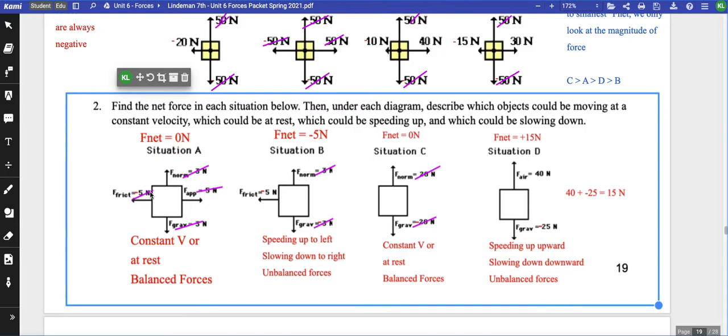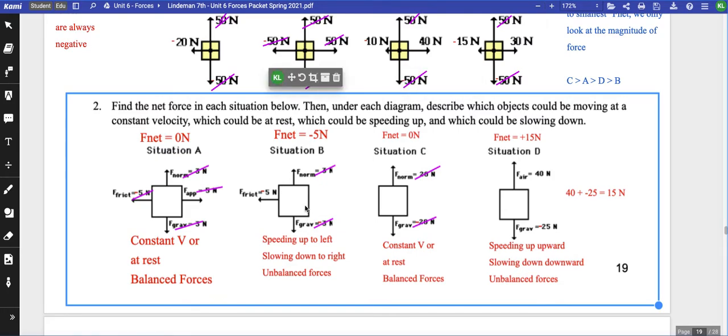So like right now, I'm sitting in a chair. My velocity is constant. It's zero, but it's the same. Like I'm just sitting here, right? So that's the same situation for situation A and for situation C. Okay? For situation B and D, it's different because we have unbalanced forces.